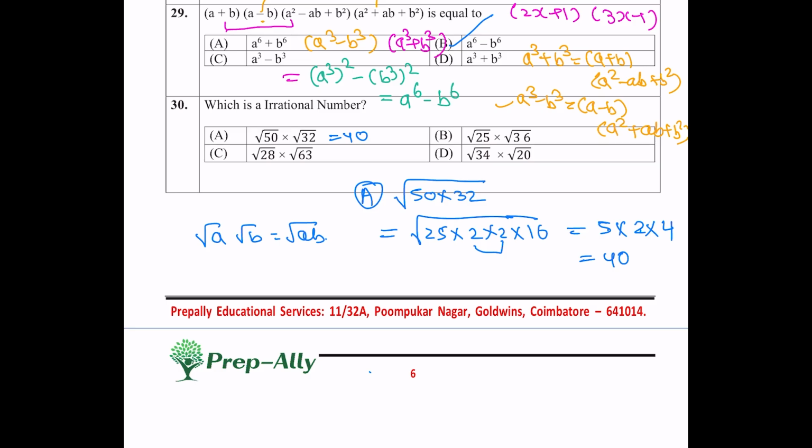Similarly for option B, this is the square root of 25 into 36. So this is 5 into 6, which is equal to 30. So this is also a rational number.